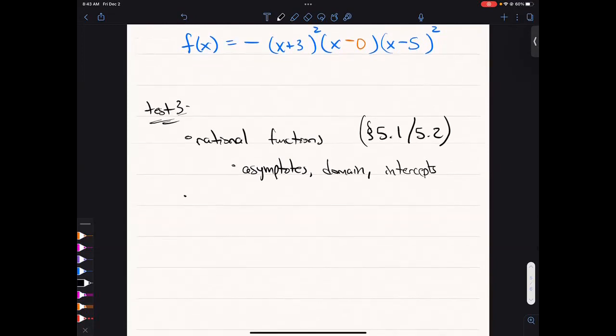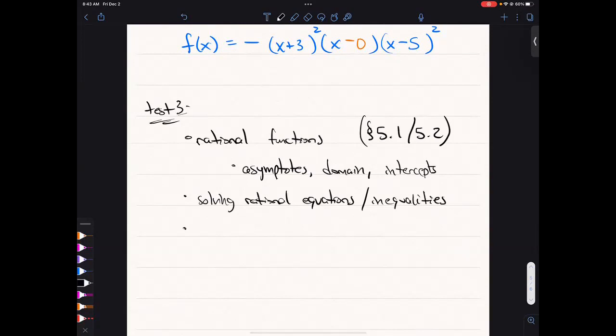Of course, we did some solving things as well. Solving rational equations and inequalities. Find a common denominator and use it to get rid of all the fraction parts and then solve.